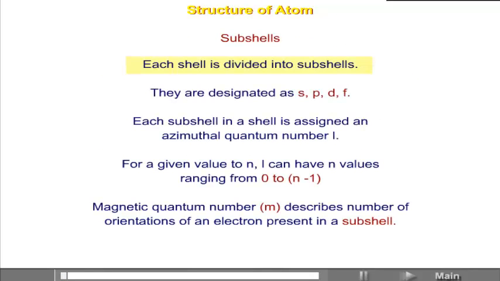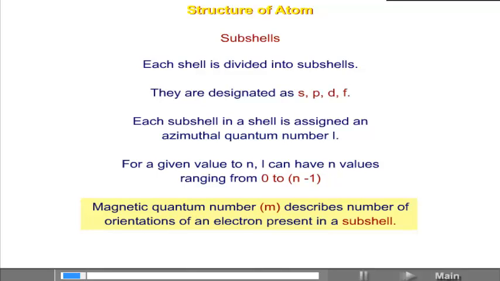Subshells. Each shell is divided into subshells. They are designated as s, p, d, f. Each subshell in a shell is assigned an azimuthal quantum number l. For a given value of n, l can have n values ranging from 0 to n minus 1.